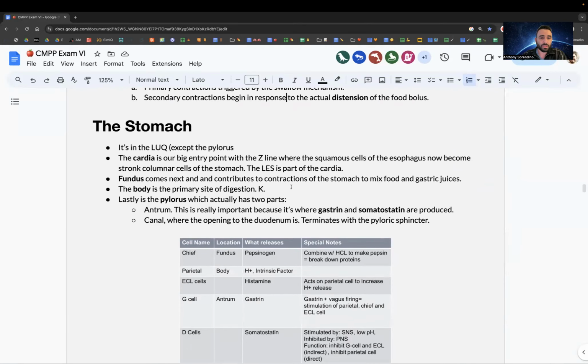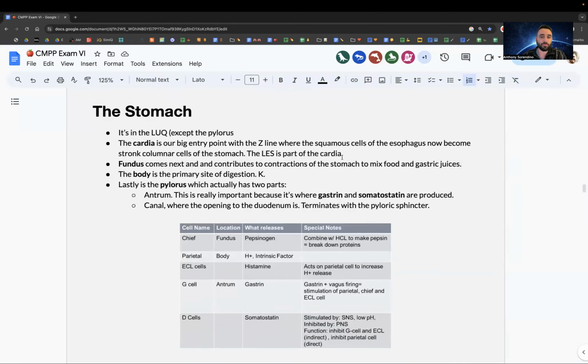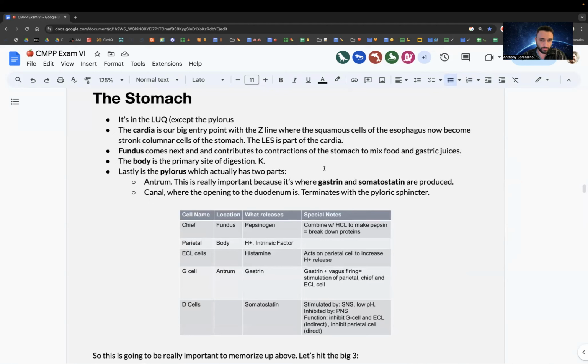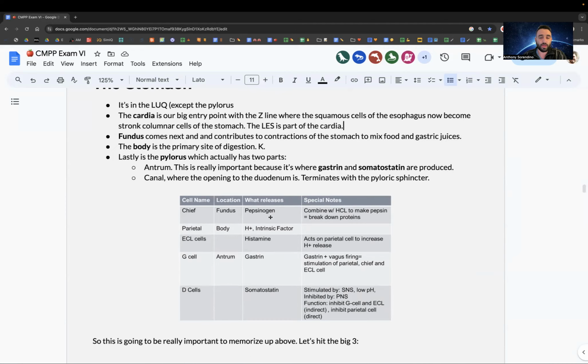All right, moving into the stomach here. So the cardia is going to be that big entry point with the Z line. Remember, that's where squamous cells meet. The squamous cells of the esophagus are now going to become columnar cells of the stomach. And we'll talk about that more with Barrett's esophagus. The lower esophageal sphincter is actually part of the cardia. So it's that entryway into the stomach.